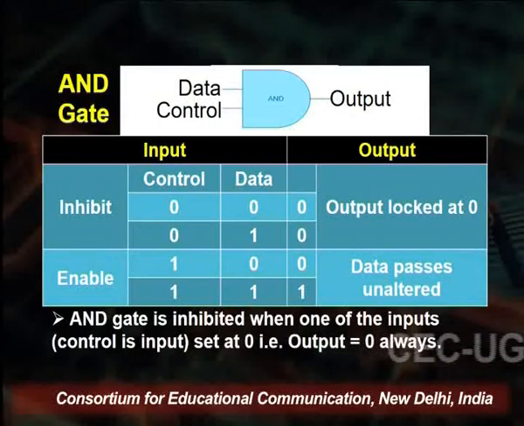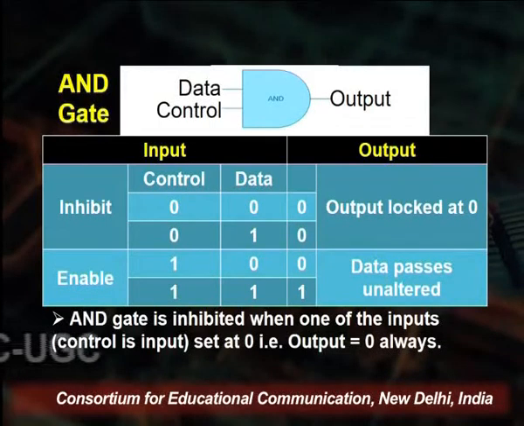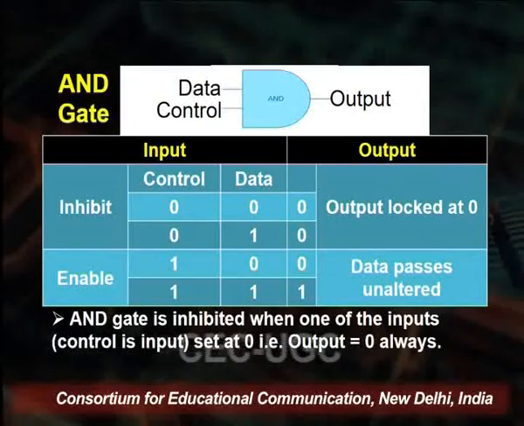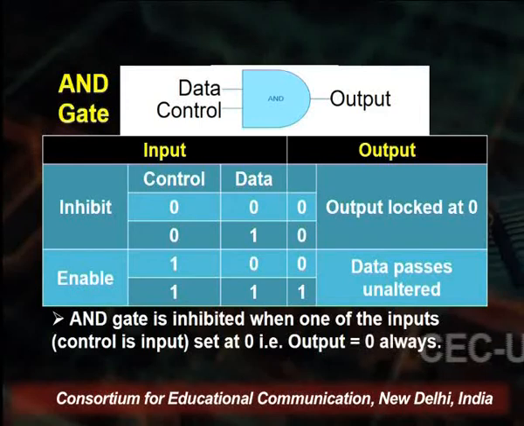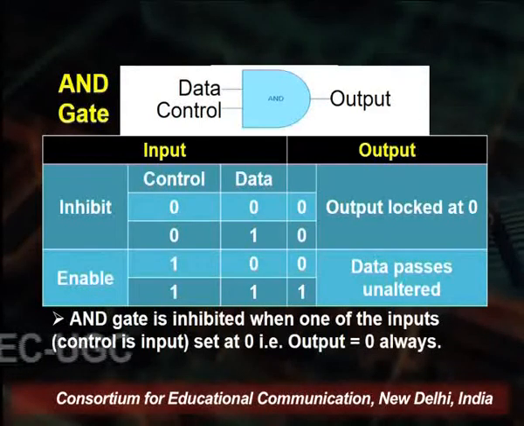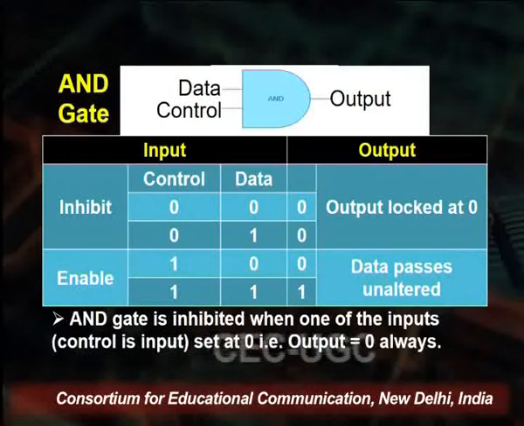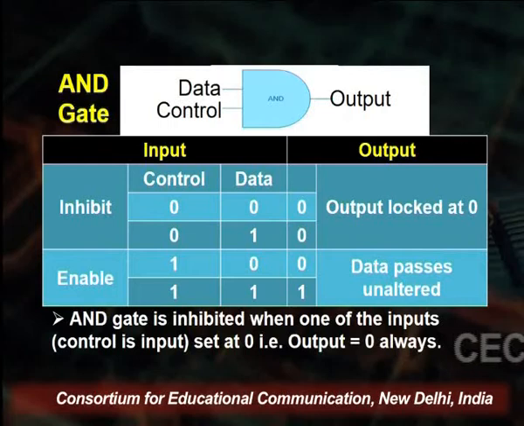We all know that the AND gate gives a high output if and only if all of its inputs are in high state. In this case, we typically take a two-input AND gate wherein one of the inputs has data and the other input is labeled as control. There is only one output. The control signal and the data signal can have only two values, either 0 or 1, because gates are all digital in nature.